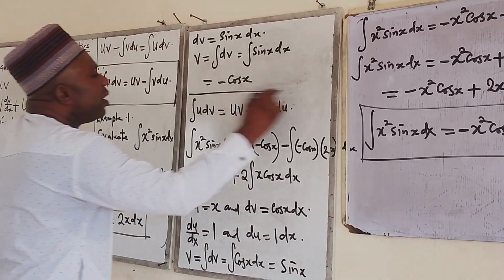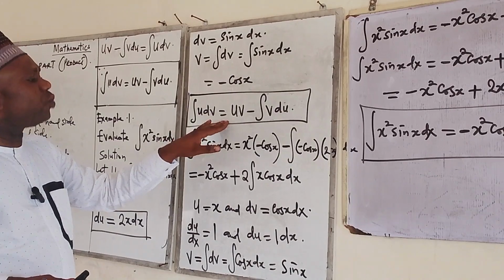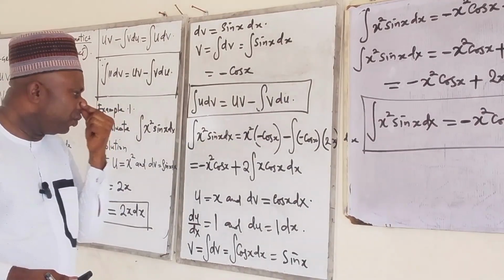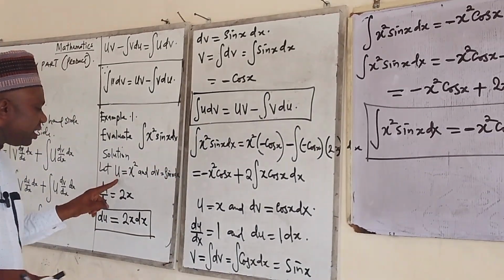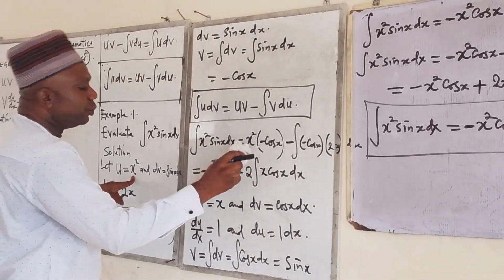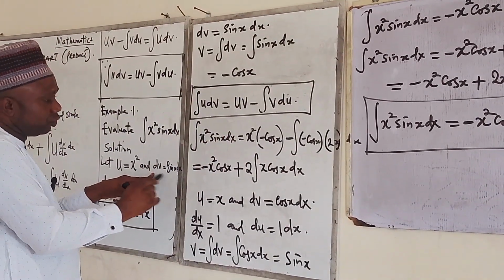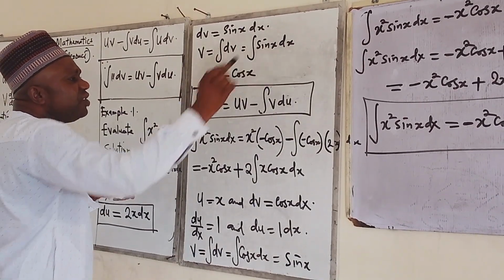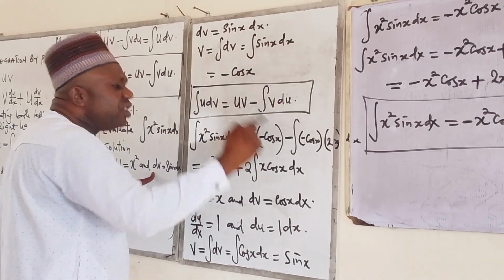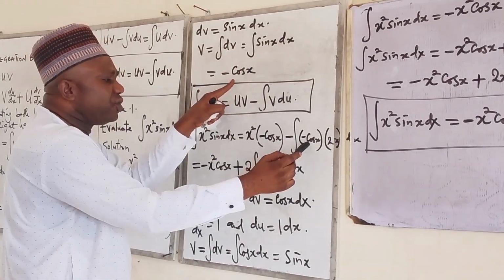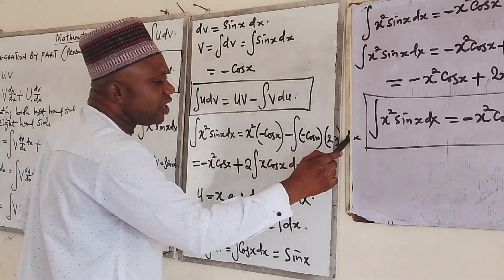So now looking at this integration by parts formula, we said integral u dv is equal to uv minus integral v du. Now, the integral of x squared sine x dx. We pick u. I remember we said let u be equal to x squared. Then the next thing is v. We said v is the integral of sine x dx, which is minus cos x. So now we have uv, then minus the integral of v, where v is minus cos x, and du is 2x dx.